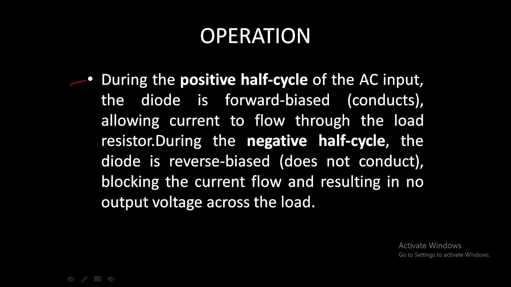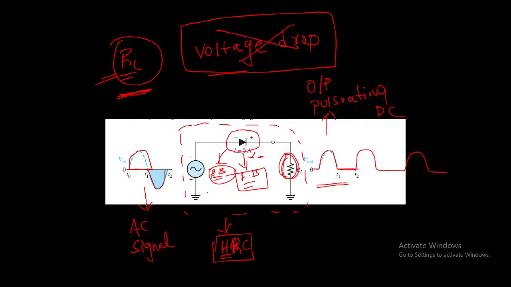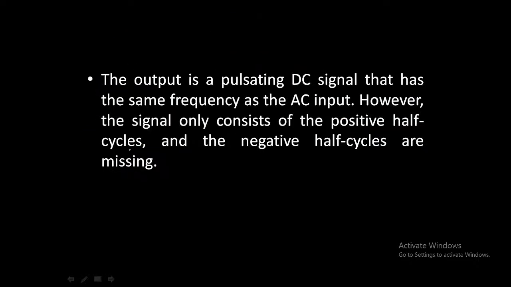During the positive half cycle of the AC input, the diode is forward biased and it conducts, allowing the current to flow through the load resistor. During the negative half cycle, the diode is reverse biased and does not conduct, blocking the current flow and resulting in no output voltage across the load. We have already discussed this in the slide. So this is how the diode acts as a half wave rectifier.